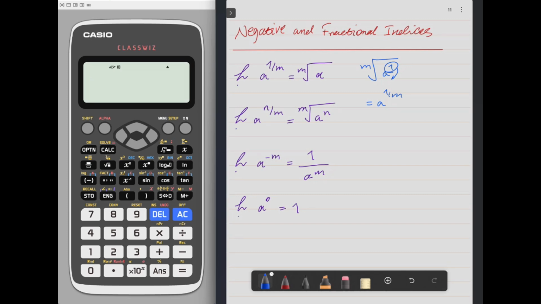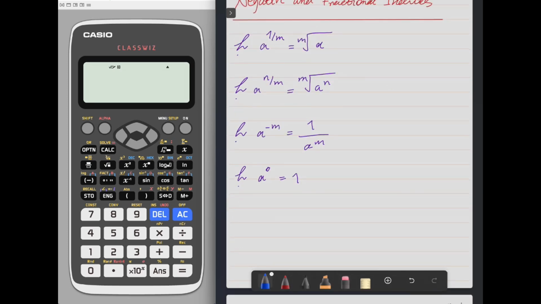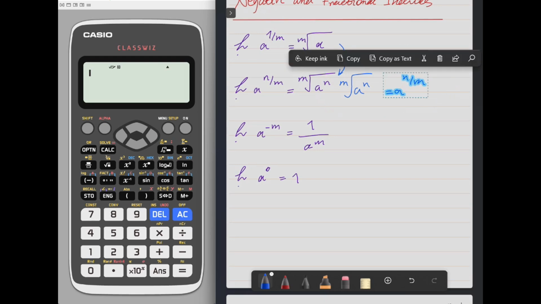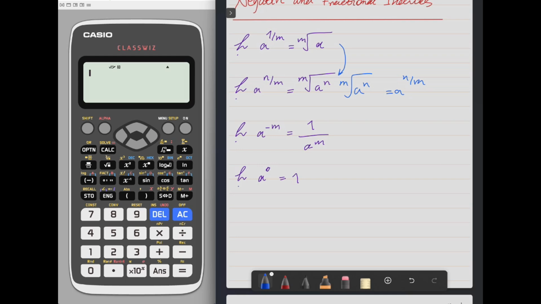So I can write the root with index m of a as a to the power of 1 over m and vice versa. Therefore, from the first one we can conclude that the root with index m of a to the power of n is equal to a to the power of n over m. Basically, based on whatever I told you, this can be concluded. And the first law comes from this expression, where n is 1. So it is just a derived formula.